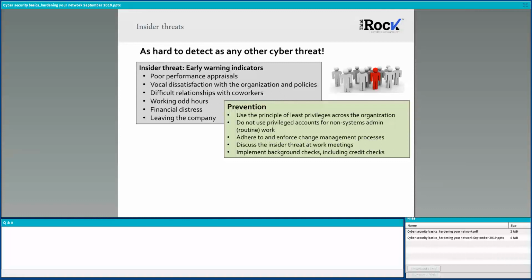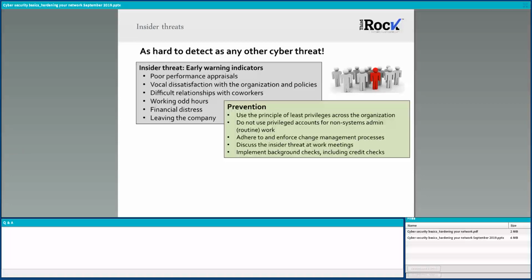How do we prevent these types of things? Use the principle of least privilege. Only provide access to the things people specifically need to do their jobs. Do not use privileged accounts, those for systems administration work, to do routine work. Adhere to change management requirements, right? If a job changes and they no longer need access to data, turn that access off.